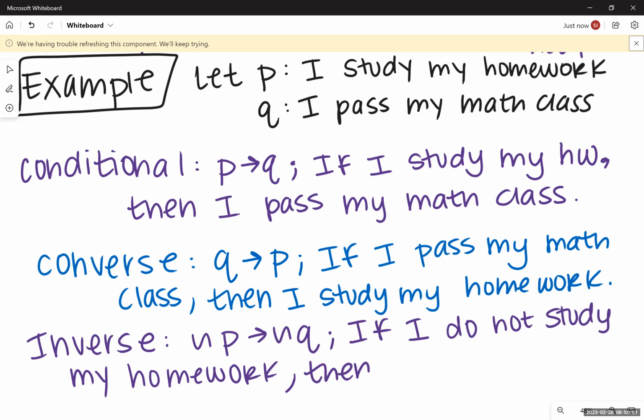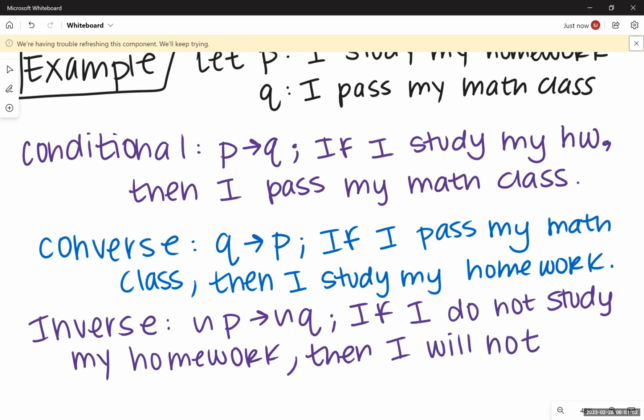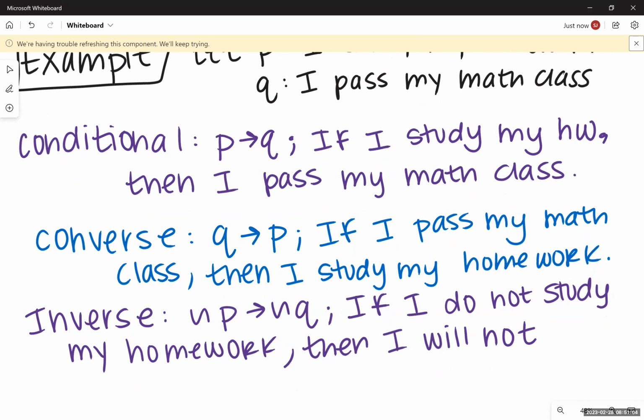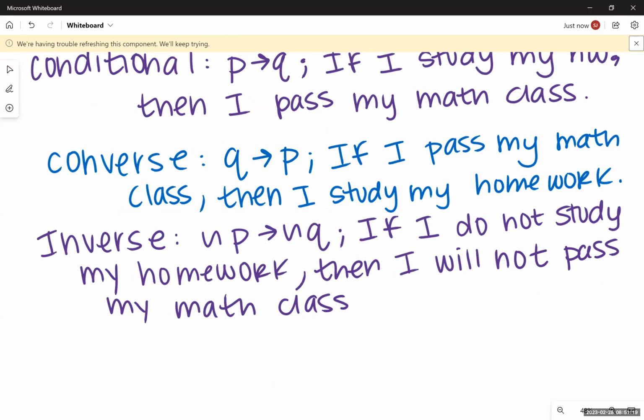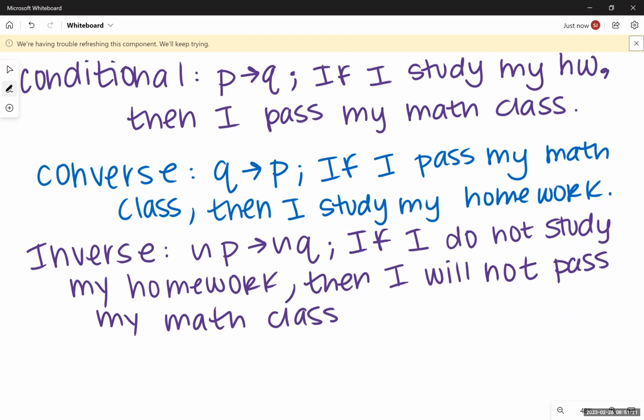So then, what is it saying, not Q? Q is I pass my class, so I will not pass my class. If this is not a true statement, I do not know what is. You cannot pass a math class without doing homework. If I do not study my homework, then I will not pass my math class. I do need to cover up everything except for, maybe not. There we go. And what was the last one?